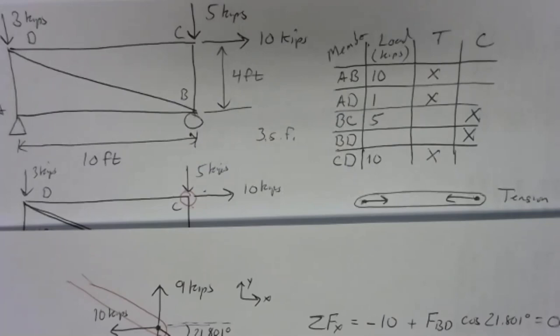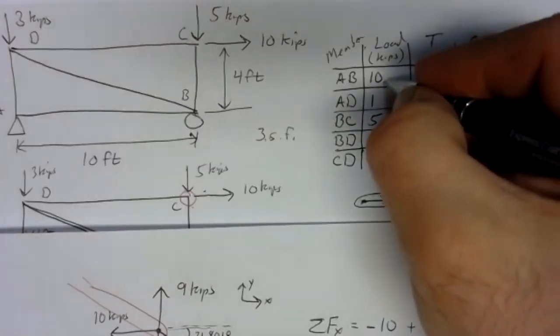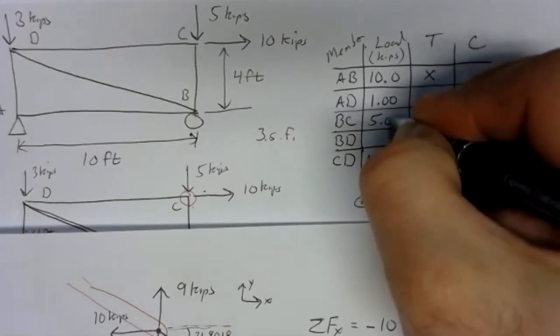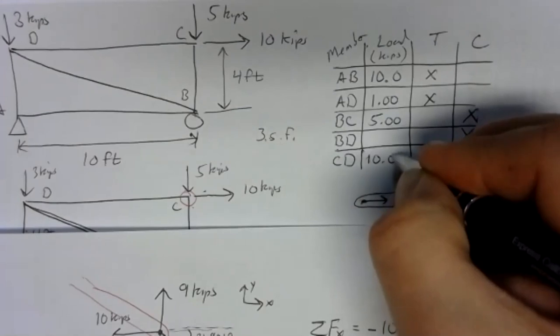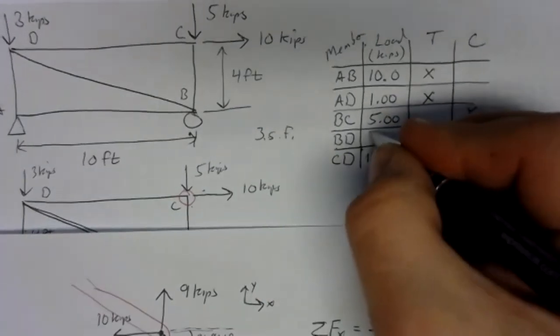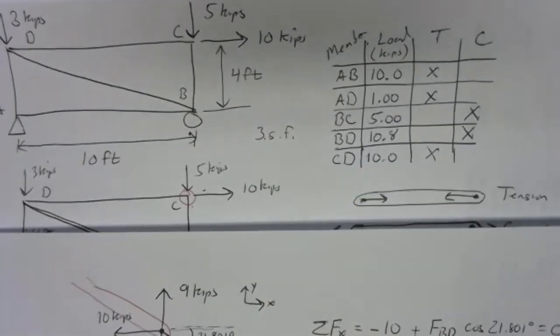And we can round here. Since we didn't really have to round anything else off, we can kind of go to our final answers here. We'll make those all 3 sig fig to meet the specification of the problem. This one, 10.8 in compression. So there we've got our table filled out.